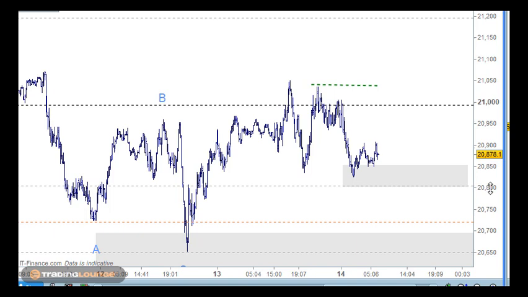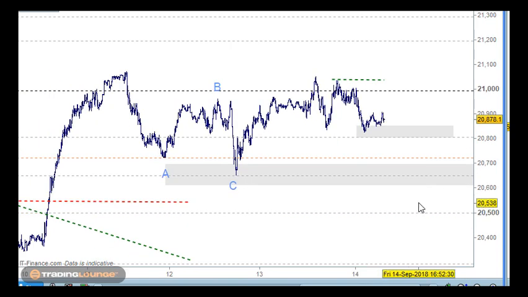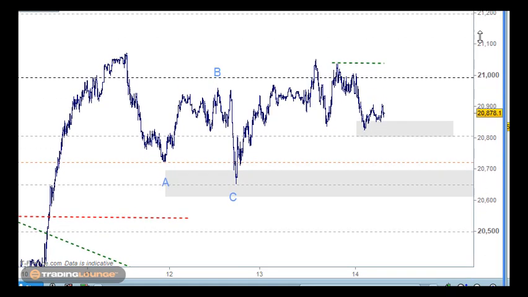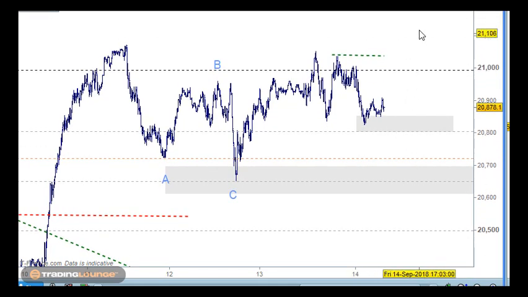Yes, you can buy on the 20,800 here. Is it safe? I don't think so. It's possible that the market can go up from here, not a problem, but it may not. So I'd still be in the guessing game from that point.